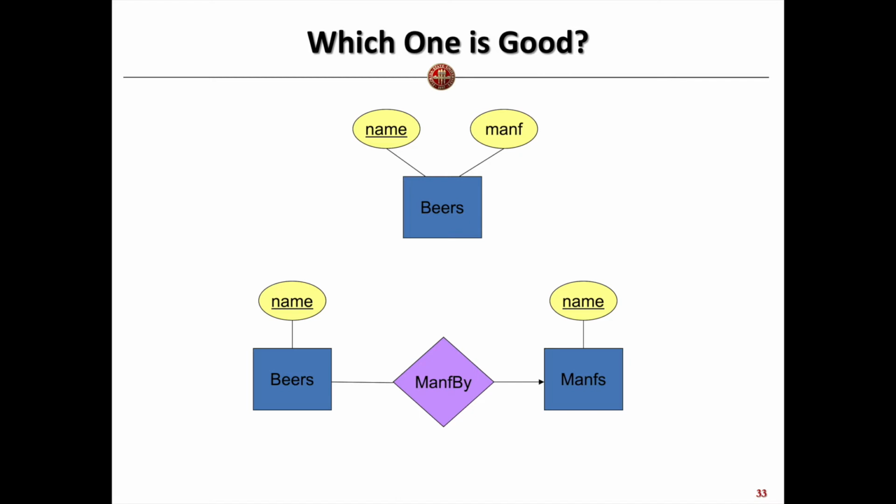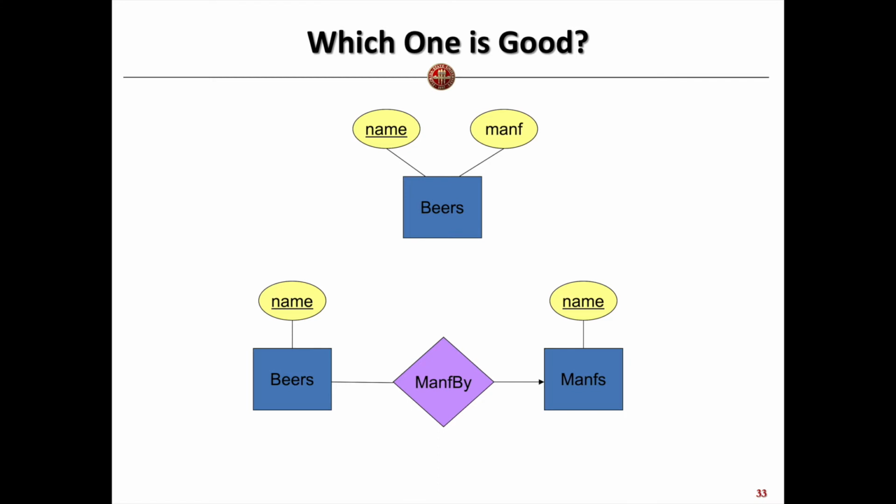So let's check the first design for the beers. We find that the beer has two attributes. The first one is the name, the second one is the manufacturer information. This manufacturer is more like an attribute for the beer, right? Given a beer, we can know the brand for the beer. Then it's fine. If we don't have any other information about the manufacturer, such as the manufacturer address, then this design should be fine. And let's come to the second design.